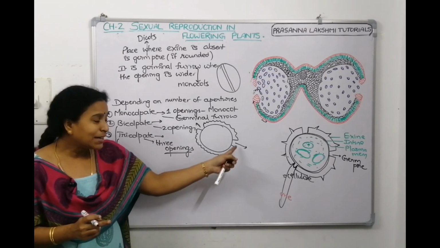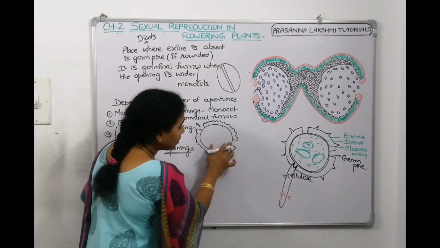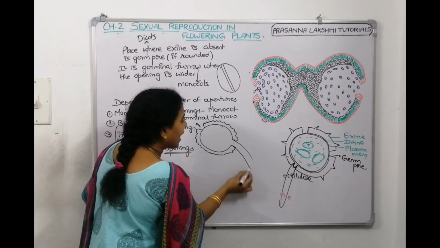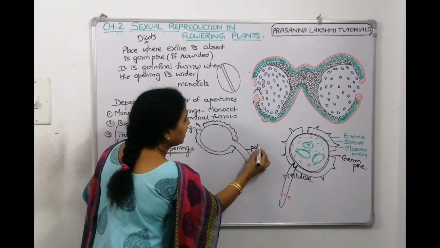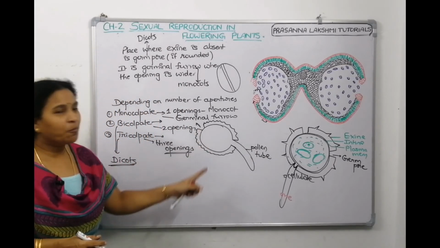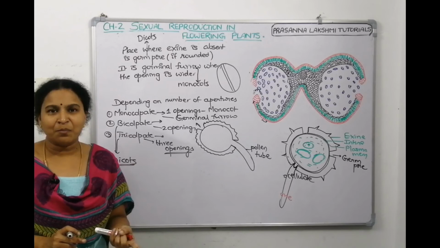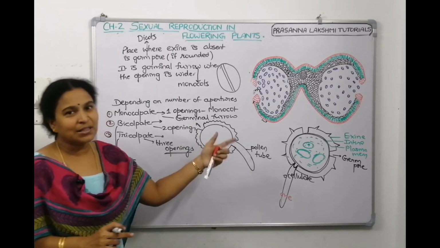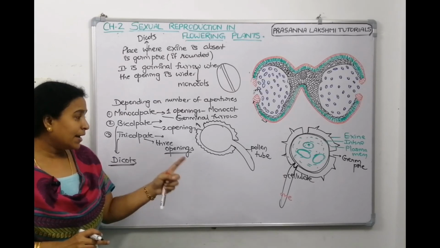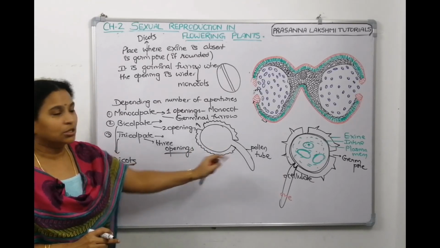But what is that opening meant for? Through the germ pore, the intine will protrude, and it makes a pollen tube, right? So if it has three openings, it is going to make one pollen tube only. If it has one, one pollen tube only. If it has two openings, then also it is going to make one pollen tube only. Pollen tube is formed through the germ pore.